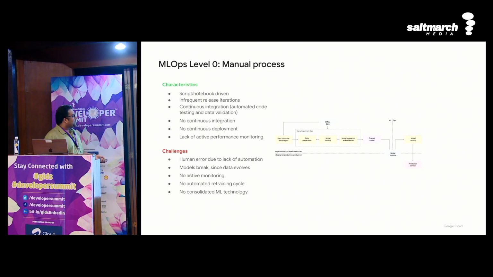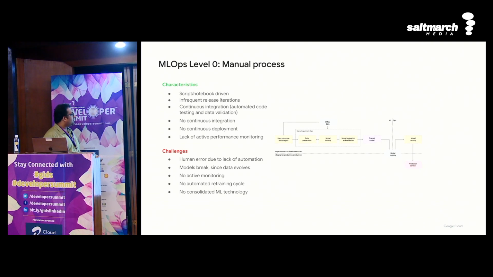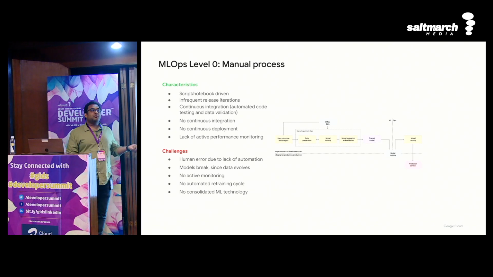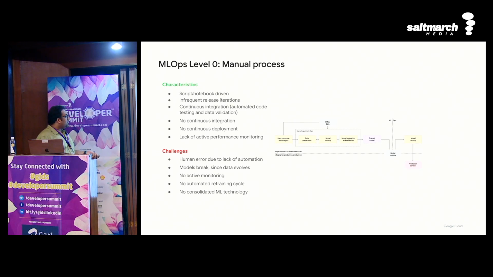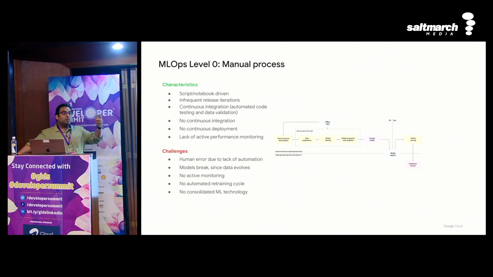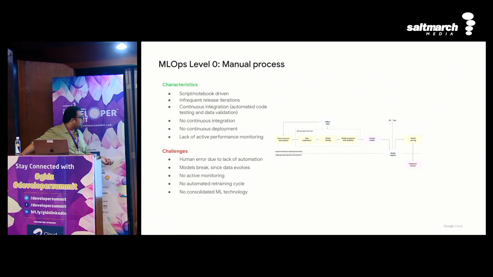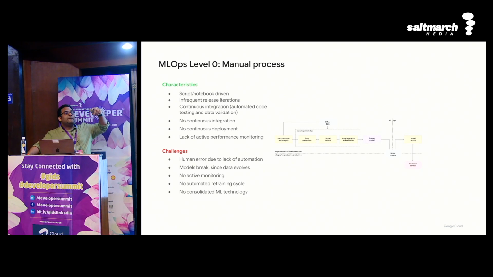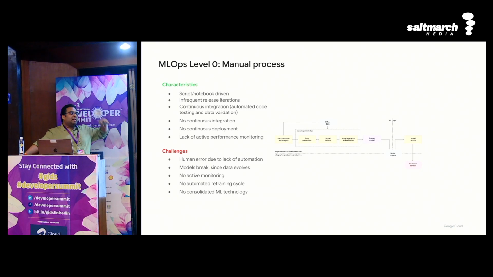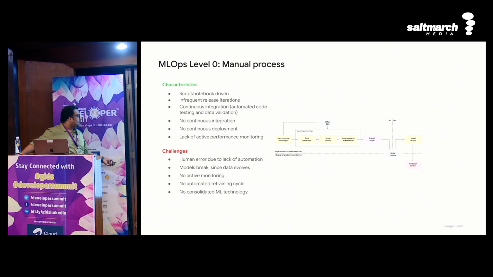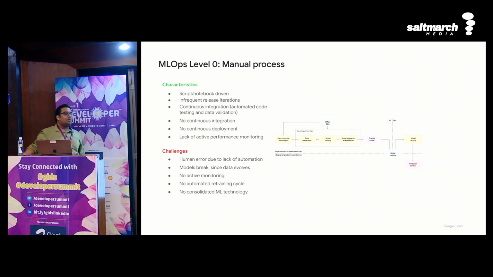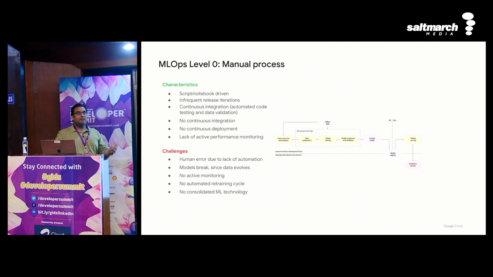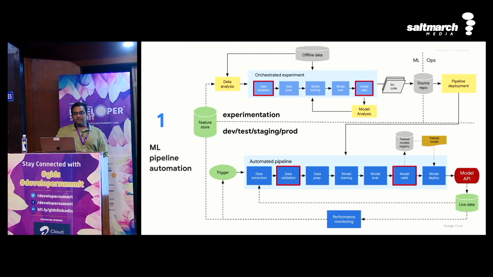Let's look into the challenges, because this is where we know what we need to do in the next stage, right? So human error due to lack of automation, models do break. Why do they break? Because your data changes. There's a lot of expectation that might change. There's no active monitoring. You have not built any dashboard to look into what goes wrong, right? There's no active retraining cycle. Because you're doing everything notebook driven and there's just one API, you have not been focusing on the retraining cycle, right? And then the last is no consolidated ML technology. You're not saving the assets anywhere. There's no artifact which is being saved.